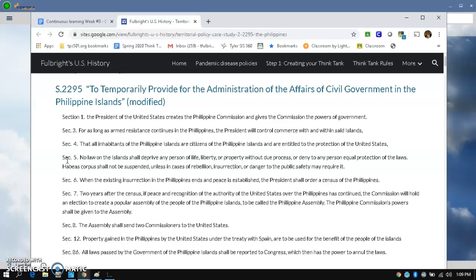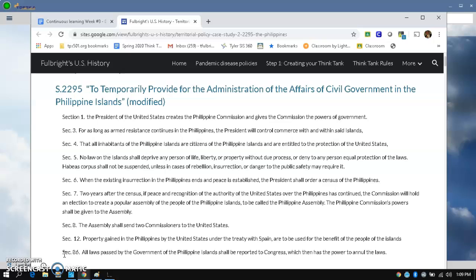Section 5. No law on the island shall deprive any person of life, liberty, or property without due process, or deny to any person equal protection of the laws. Habeas corpus shall not be suspended unless in cases of rebellion, insurrection, or danger to the public safety may require it. Section 6. When the existing insurrection in the Philippines ends and peace is established, the President shall order a census of the Philippines. I'm going to skip you down here.